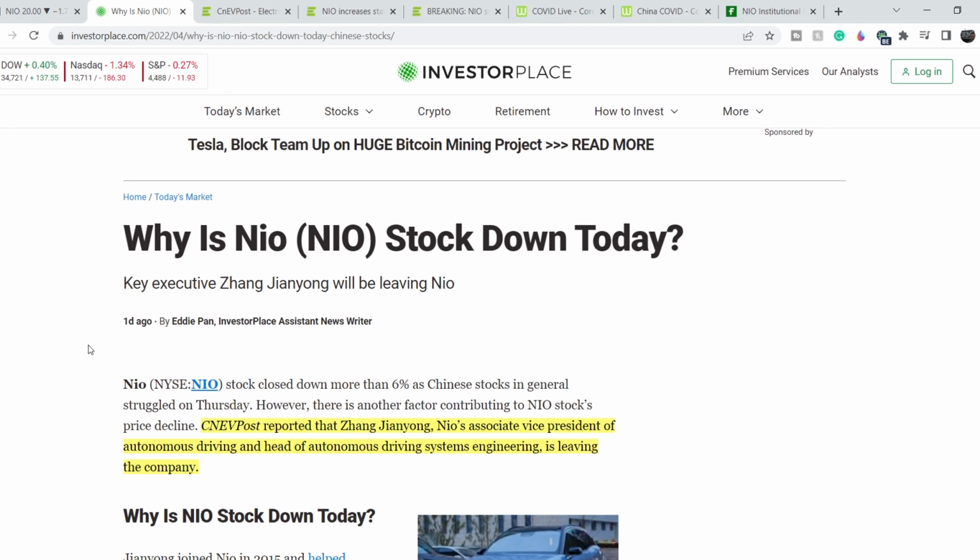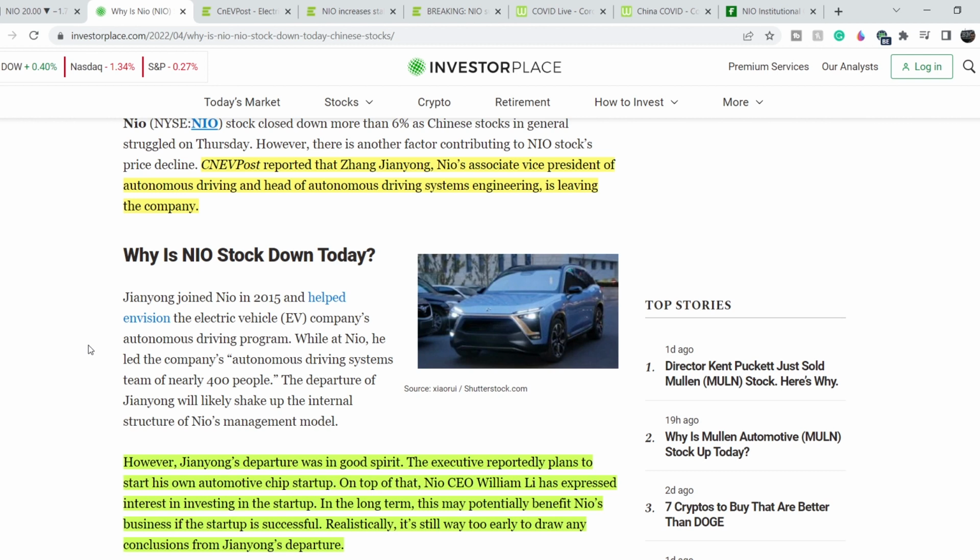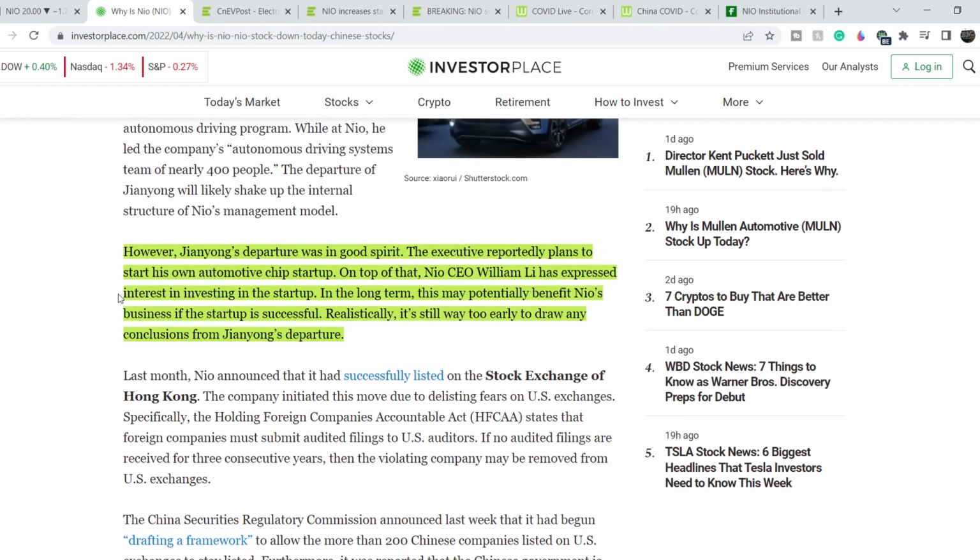First of all, let me show you this article. It was published 1 day ago on Investor Place, and it's titled "Why is NIO stock down today?" Let me quote you this. CNBC Post reported that Zhang Jinyon, NIO's Associate Vice President of Autonomous Driving and Head of Autonomous Driving System Engineering, is leaving the company. Definitely by itself, this news might affect the price of NIO in a negative manner. But let me quote you further.